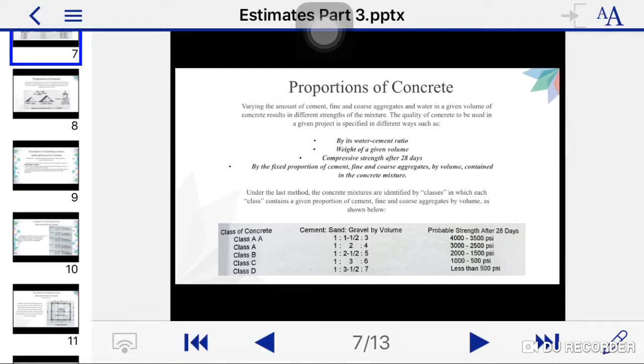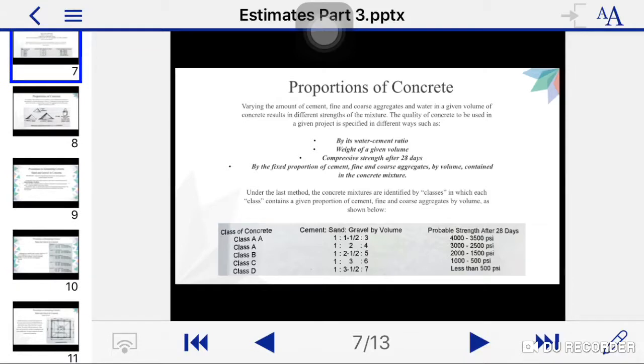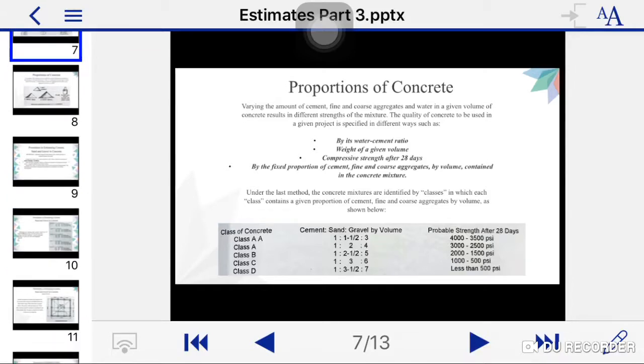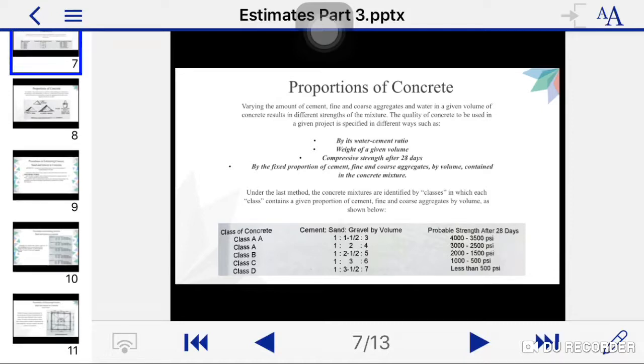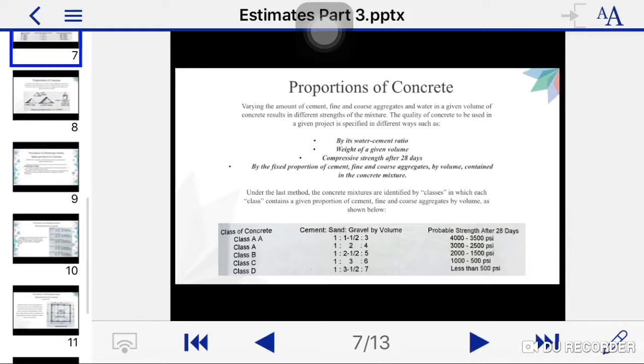So first is the class AA. The cement, sand, gravel by volume proportioning is 1:1 1/2:3. So the probable strength after 28 days is 4,000 psi. So it is in English, so let's try to convert it to metric. 4,000 psi is equivalent to 27.58 megapascal.